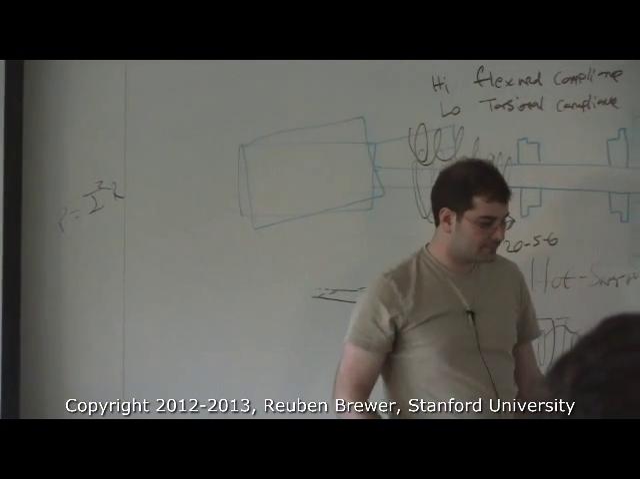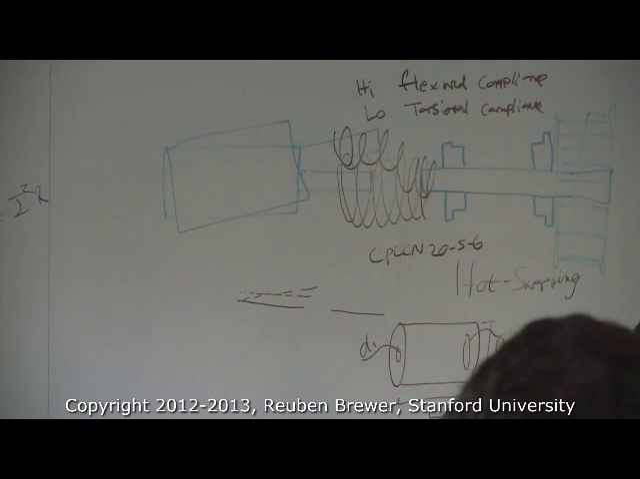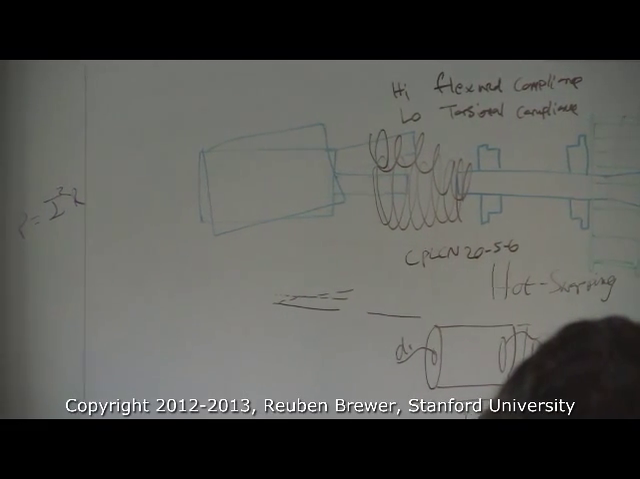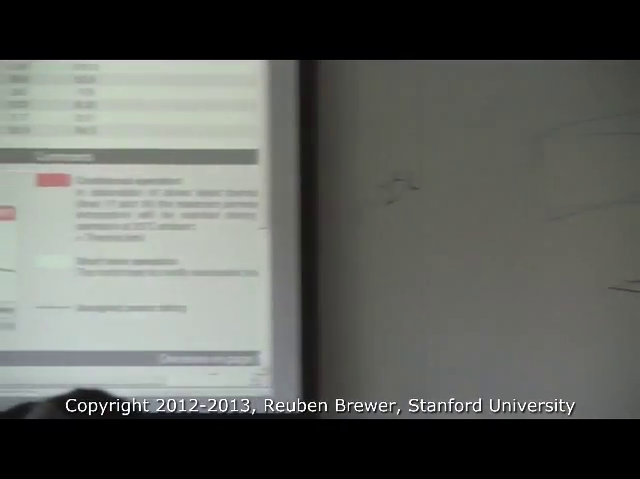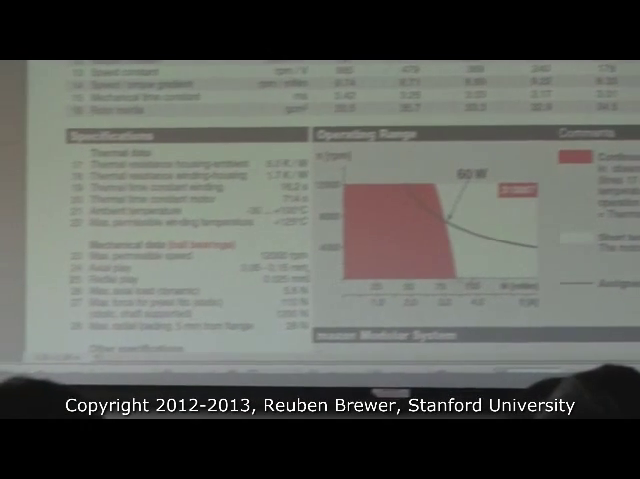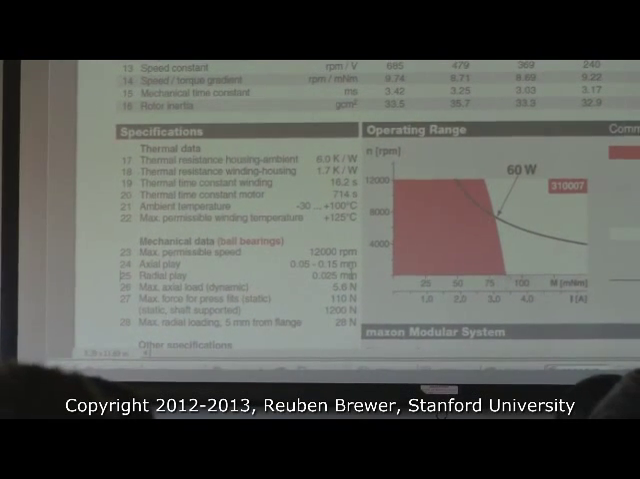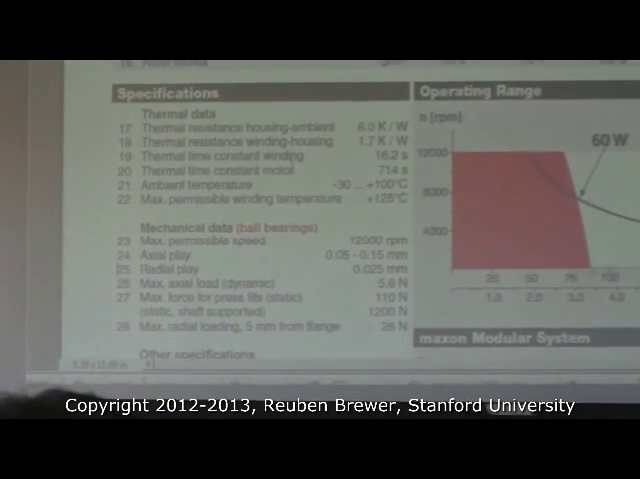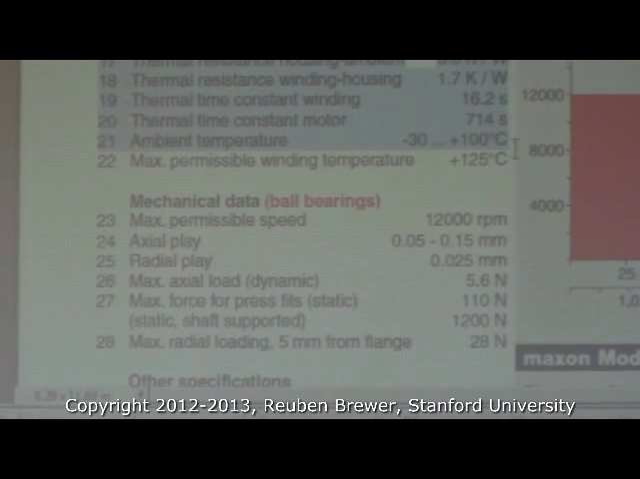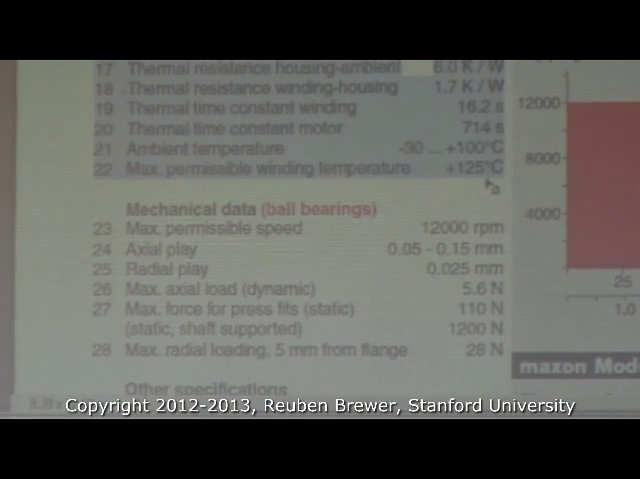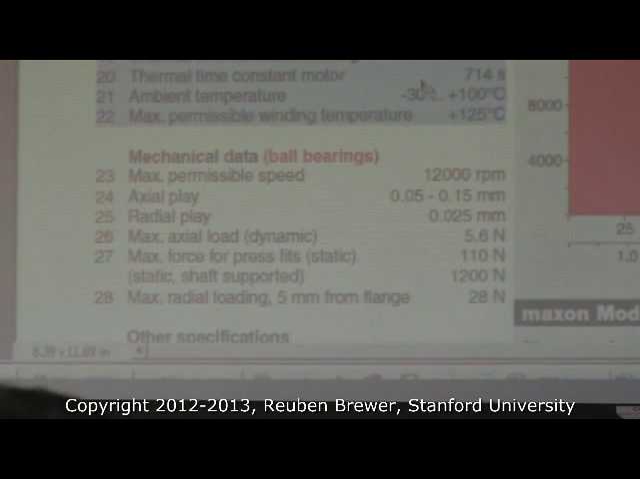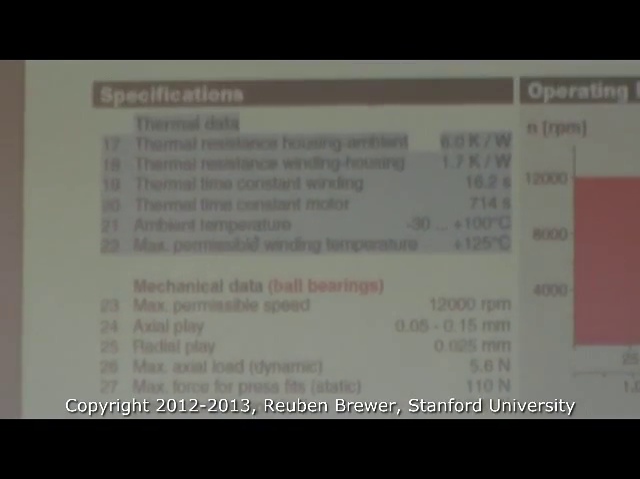Anybody? Nope. Okay, let's look here. See this? Axial play, radial play. That means wiggle. That tells you how much wiggle you get. This is all the thermal stuff for making a thermal model. If you're really interested in that, contact Scott Hamilton at West Coast Maxon Motors, and he'll give you the spreadsheets.